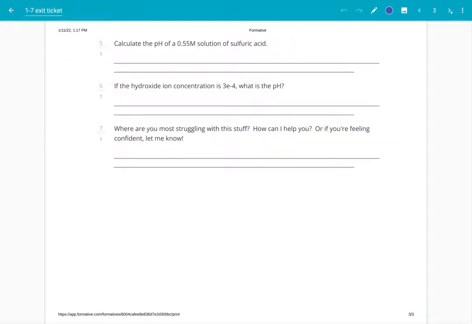So then calculate the pH of a 0.55 molar solution of sulfuric acid. Again, whenever you see an acid written out, I would go ahead and translate it and notice it is a diprotic acid. So the pH is going to be equal to the negative log of 0.55 times 2. Okay, so negative log of 0.55 times 2 is a negative 0.04. Most people got this wrong. Did the math right, they just didn't realize it's a diprotic acid.